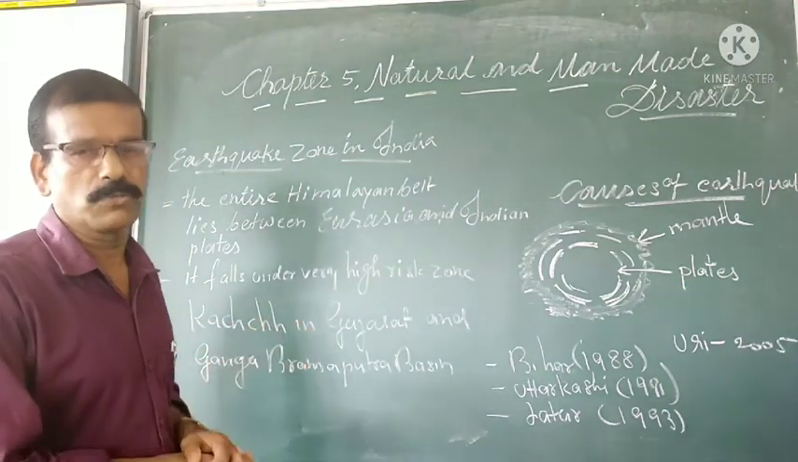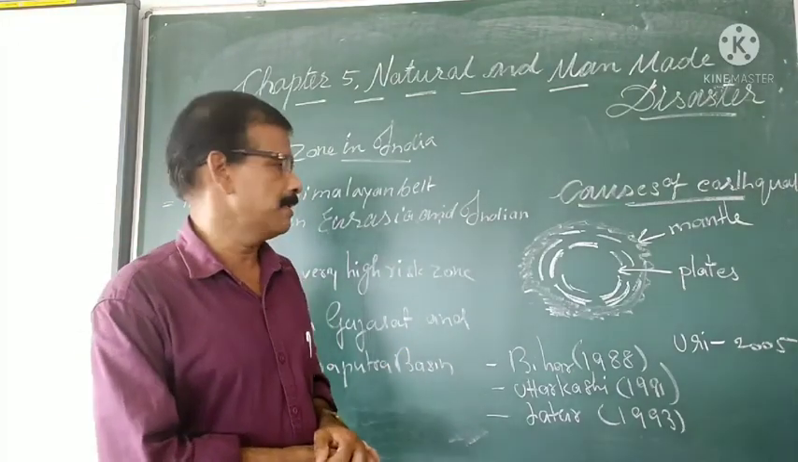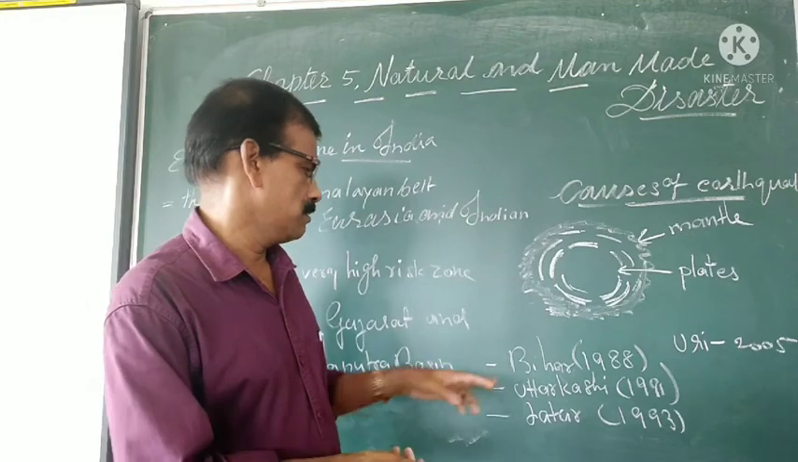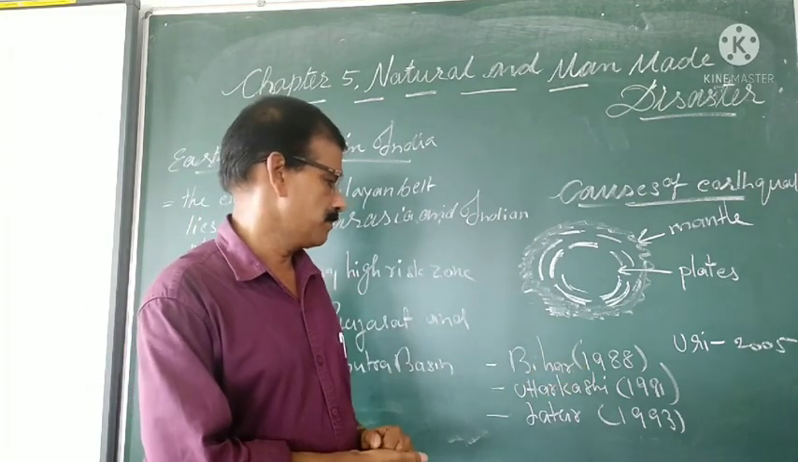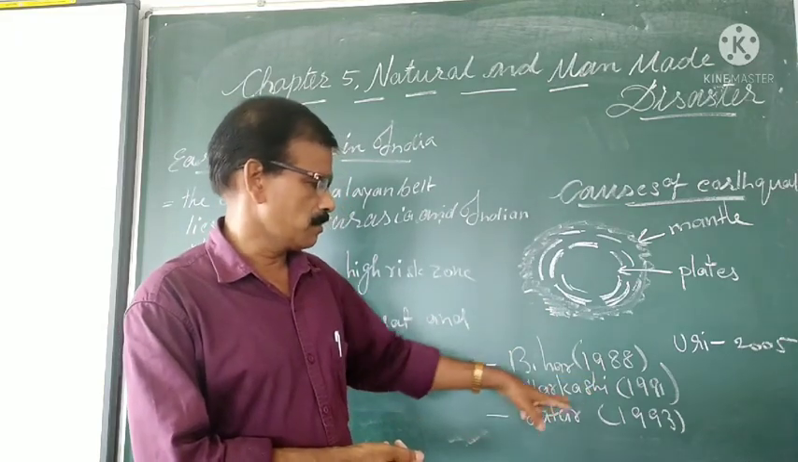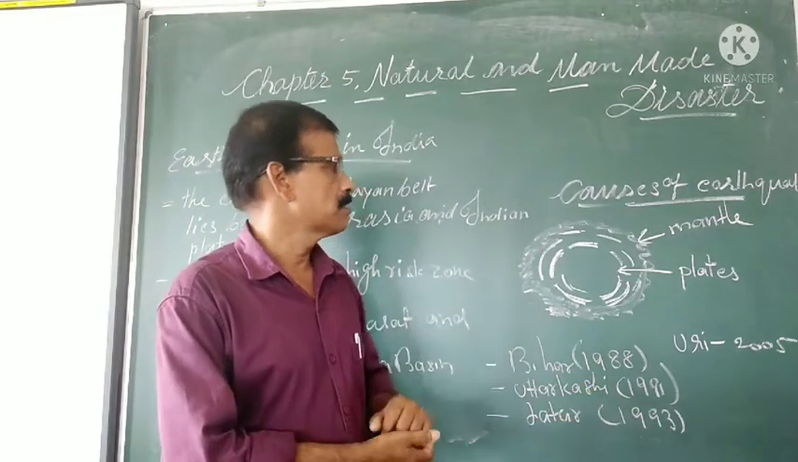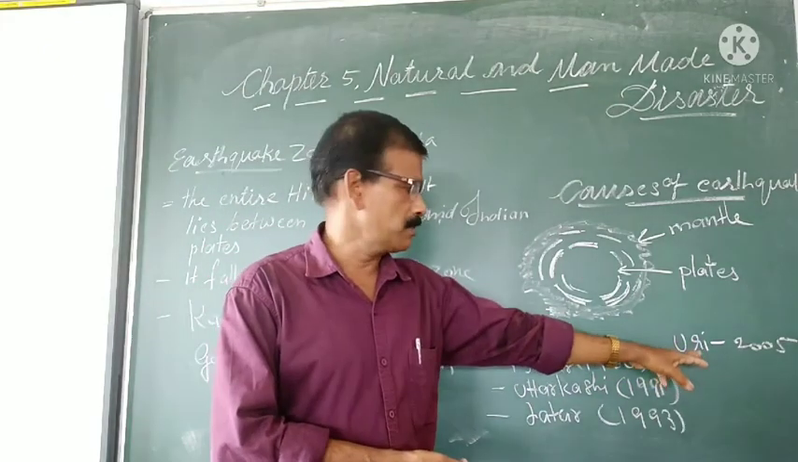In the past also, earthquakes have taken place in many places in India. It occurred in Bihar in 1988, Uttarakhand in 1991, Latur in 1993, and Uri in Jammu and Kashmir in 2005.